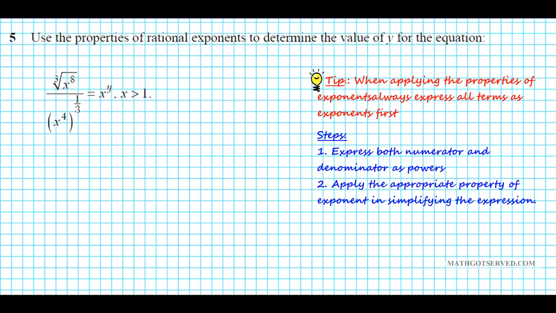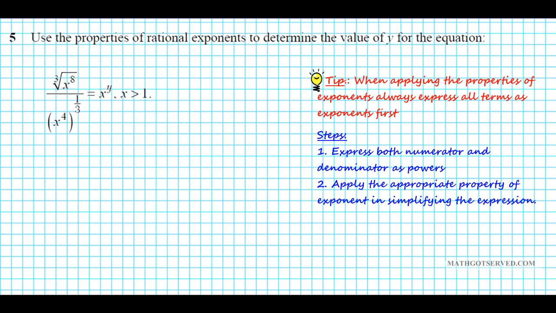All right, so one tip for this problem is that whenever you're applying the properties of exponents, you always want to express all terms as exponents first. So you want some kind of consistency across all terms. You don't want to be working with rational exponents and radicals together. That's not good. You want to write everything as rational exponents first, and then go on from there.